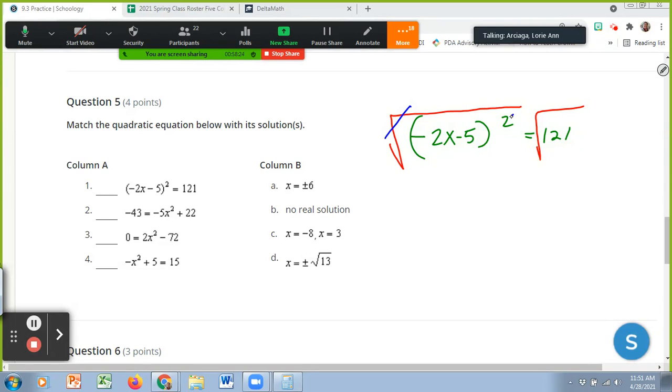Cross these out. Cross this out. So negative 2x minus 5. Oh, what's the square root of 121? What's the square root of 121? Do your calculator. Plus or minus what?